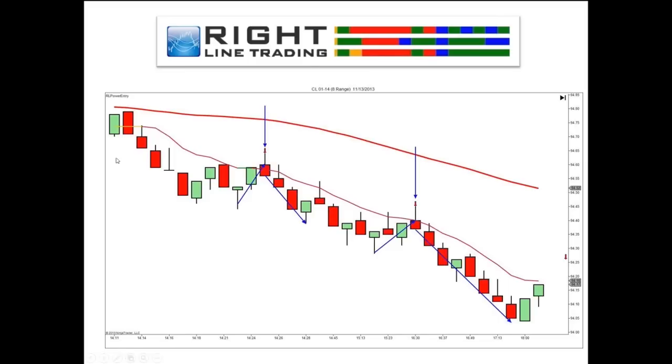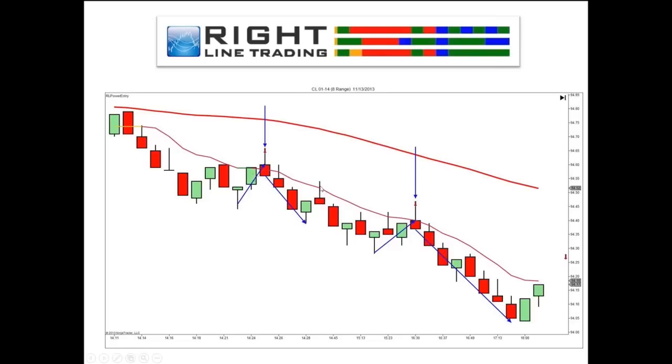These are the power entries to the downside. Again, now the three line indicator is not on this chart, but we get the retracement back to resistance to the upside, get the power entry signal down. We run over all these buyers. We're counter trend trading, calling a bottom, and down we go.